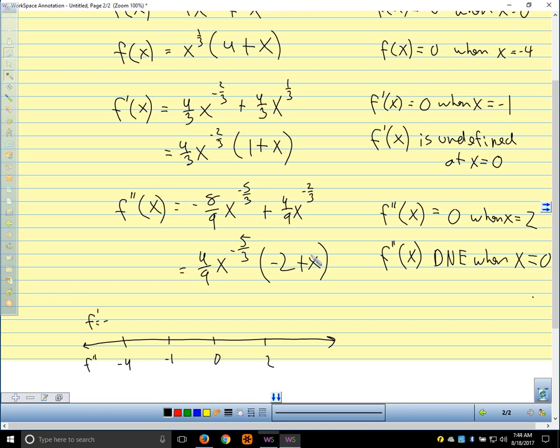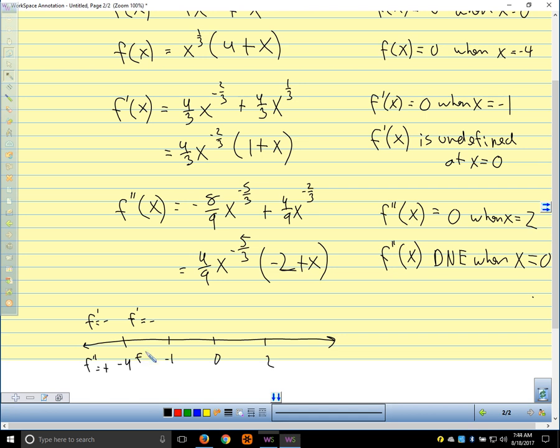F double prime. So here's f double prime, negative or positive. If x is -5, is this going to be negative or positive? That's negative, and this will be negative, so positive. All right. Between -4 and -1, f prime. So say -2. This will be negative. This will be positive. So negative.